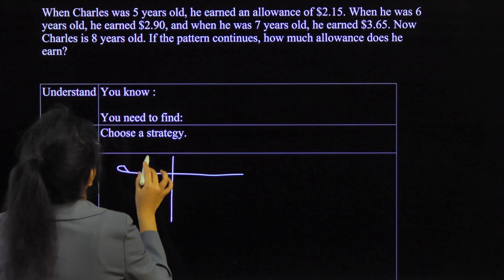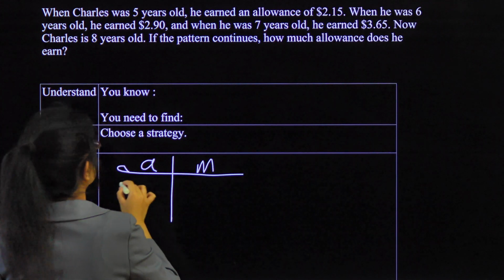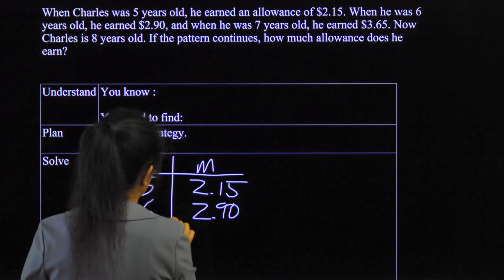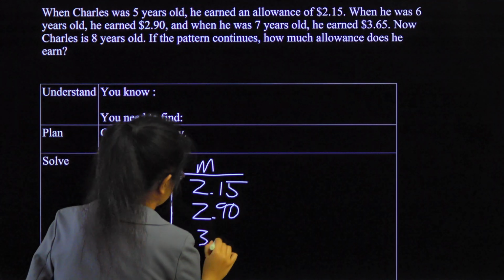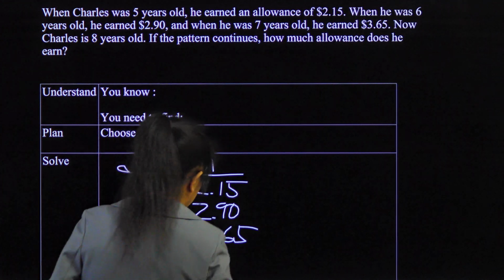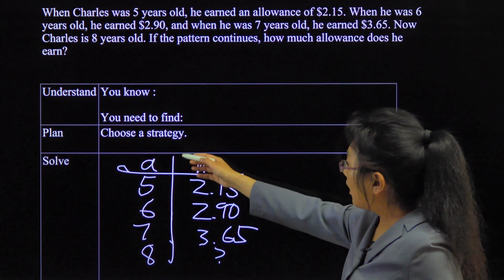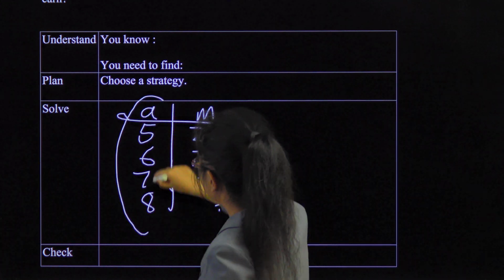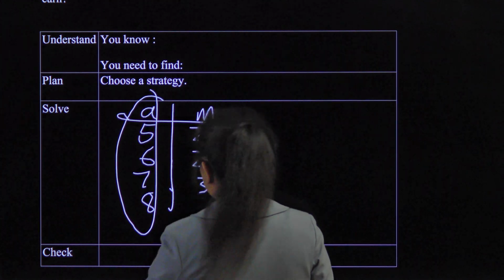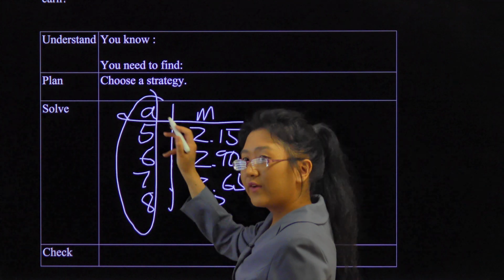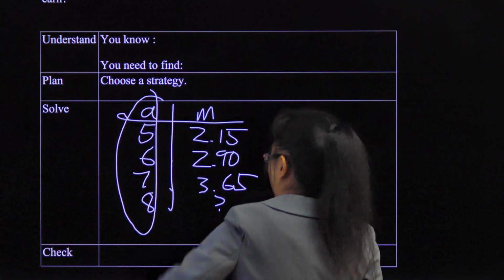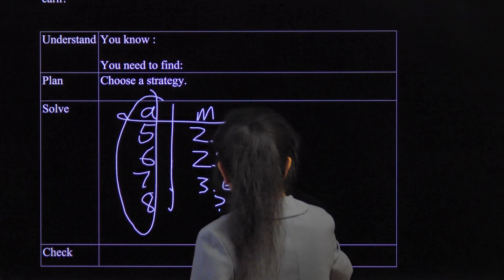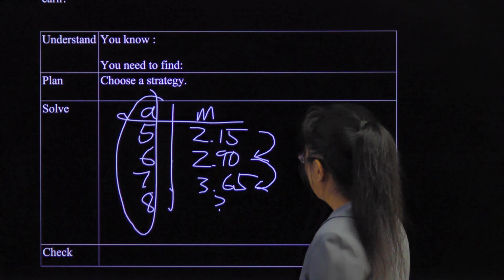So the table would be H and M for money. 6, 2.90, 7, 3.65, 8, question mark. Here's the thing. When all of the values for the independent variable, which is x, basically the input, are consecutive, which means in order, 5, 6, 7, 8, or 1, 2, 3, 4, stuff like that, then you could just find the relation between the output.